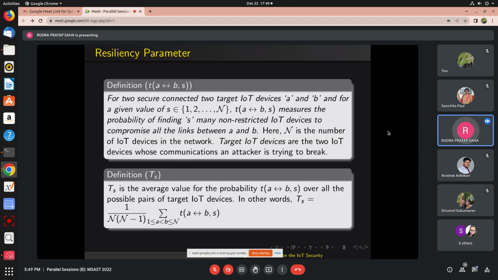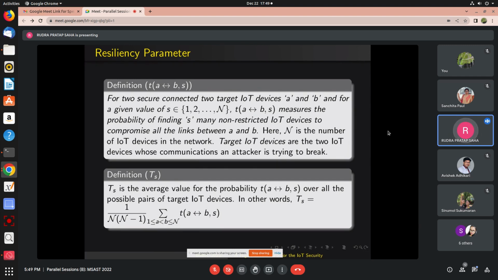So now we generate a resilience parameter TS. For that TS we consider TABS. So what is TABS? For two securely connected target node IoT devices A and B and a given value of S, TABS measures the probability of finding as many non-restricted IoT devices to compromise all the links between A and B. And the script N is the total number of IoT devices in the network. The target IoT devices are the two IoT devices whose communication the attacker is trying to break.